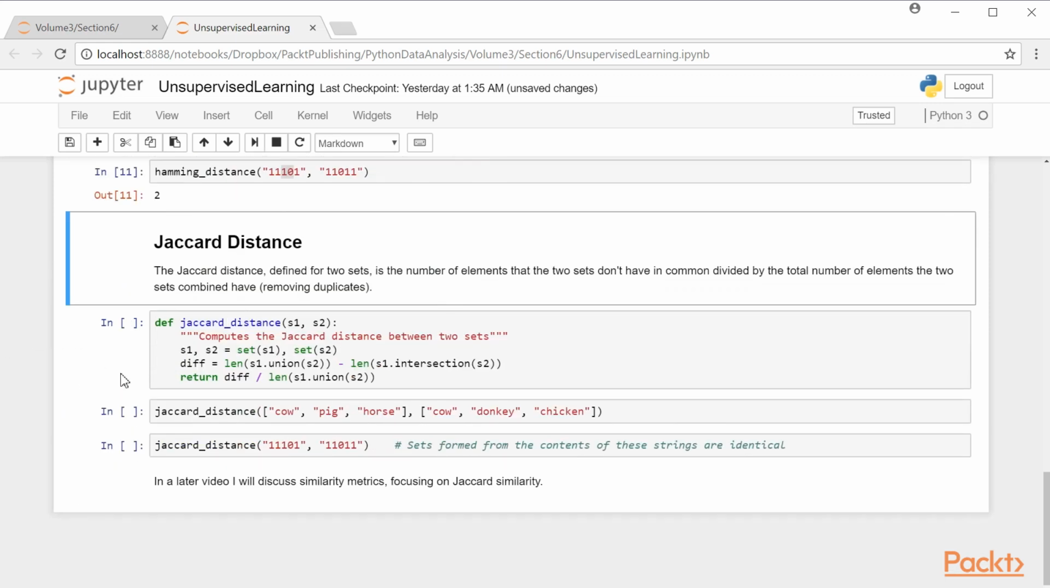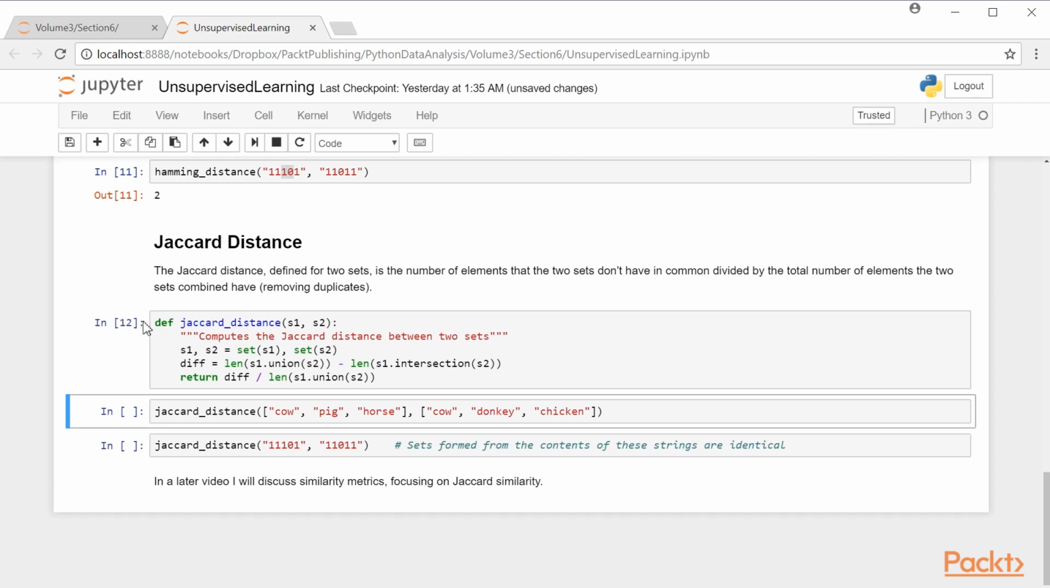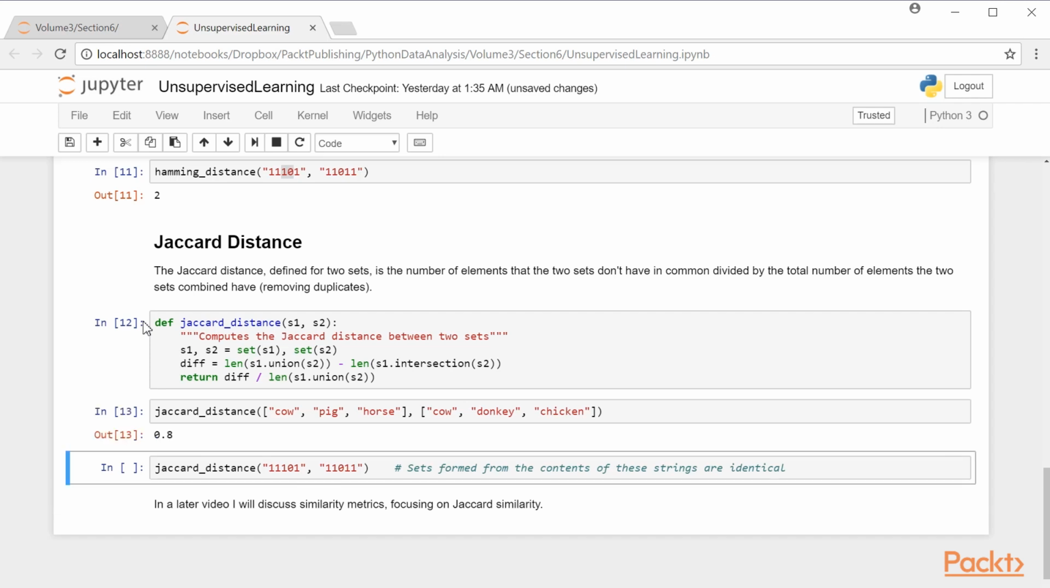Now the Jaccard distance. This is defined for collections or sets. It is the number of objects the 2 sets do not have in common divided by the total number of objects in the union of the sets. So I have 2 collections here, cow, pig, horse, and cow, donkey, chicken. So there are 5 unique objects when you combine these 2 sets together, and both of these sets have cow in common, but otherwise there are 4 elements that differentiate the sets. So the Jaccard distance between these 2 sets should be about 4/5, which is what we find.